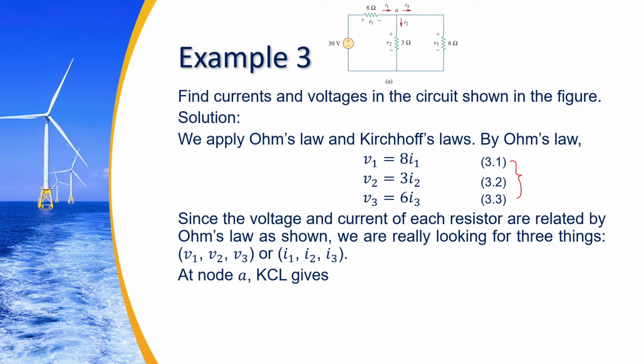At node A, KCL gives this equation. This is our node A, right? We have three current flows. I1 enters, so it is positive. Then I2 and I3 leave, so they are negative. And their sum is equal to 0. That is our equation 4.